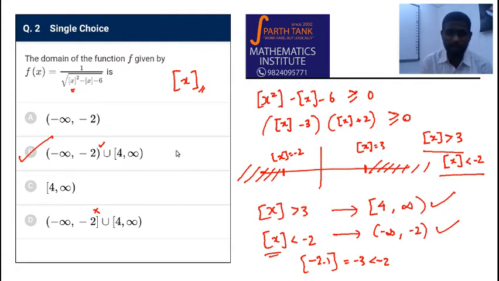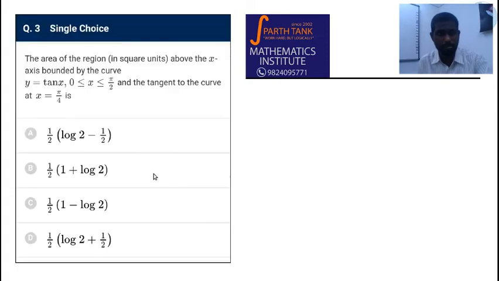So that is the solution for question number 2. Very simple problem indeed. Let us go to question number 3.